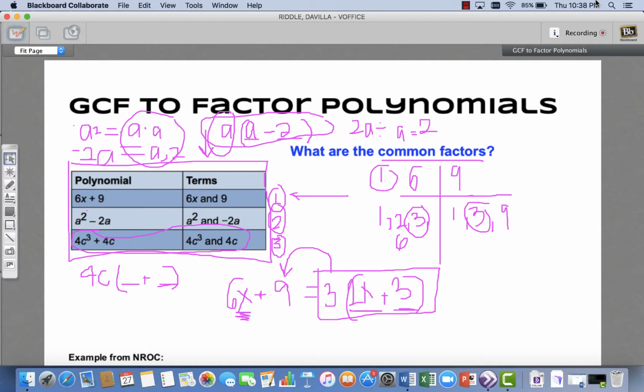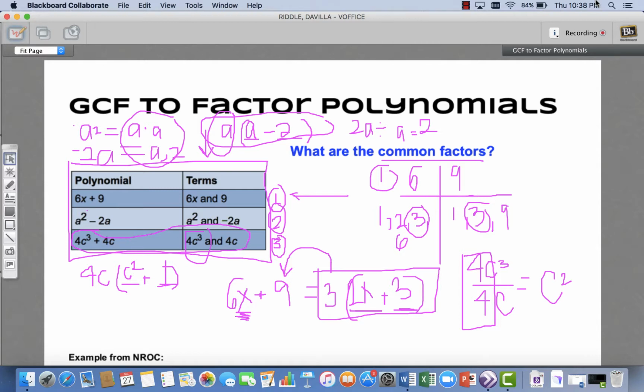Yeah, that's perfect. Oh wait, 4C squared and 1. Okay, you're very close. Sorry. So we have this first term right here. We have 4C cubed, and we're dividing it by 4C. So we're actually just going to get C squared because 4 divided by 4 is equal to 1. So in here we'll have C squared plus 1. Does that make sense?